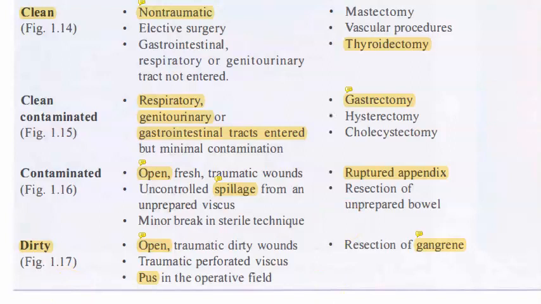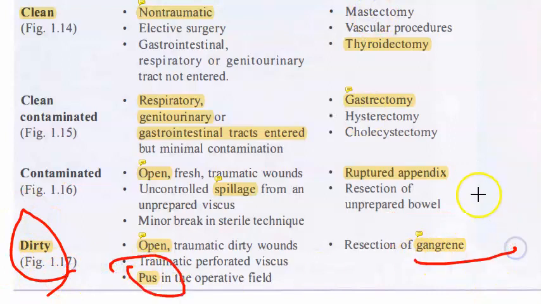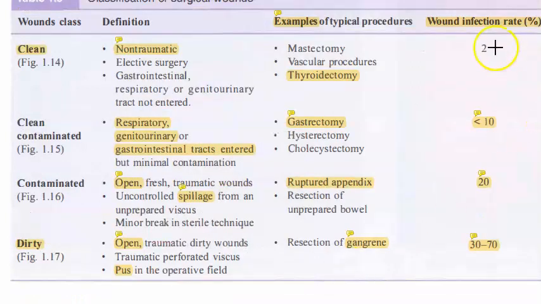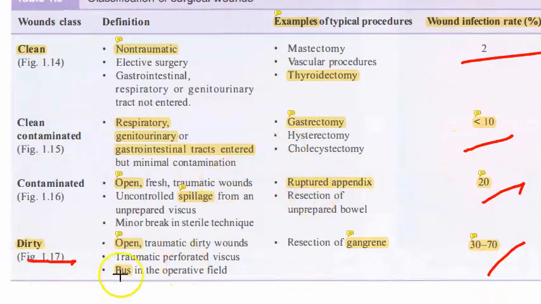contaminated field. Now look at this one. This will be easy to understand. You have to repair a ruptured appendix or some spillage is there from the bowel. If you have to do this, then this is a contaminated place, okay, where there is ruptured appendix, right? And coming to dirty. Dirty means what? We told you pus is there, right? So you want to work on a gangrene, right? That will be a dirty wound. Look at the wound infection rate. It's around 2% here, less than 10%, and 20, 30 to 70% they have written for a dirty. So you should be very careful while operating on this gangrene, etc., right?